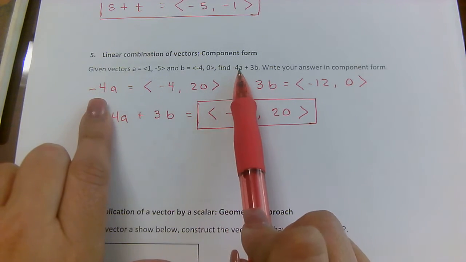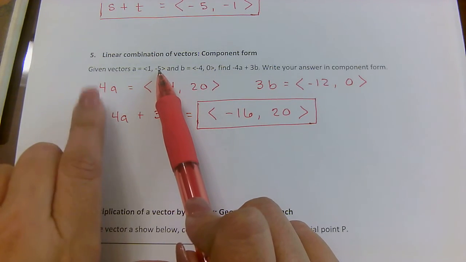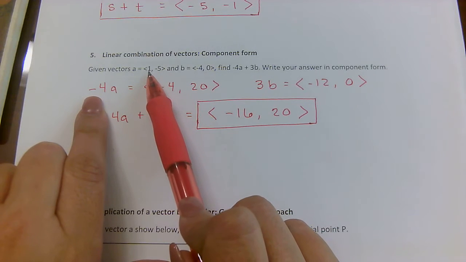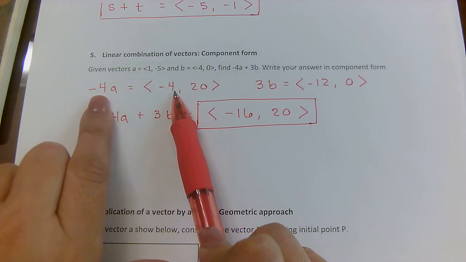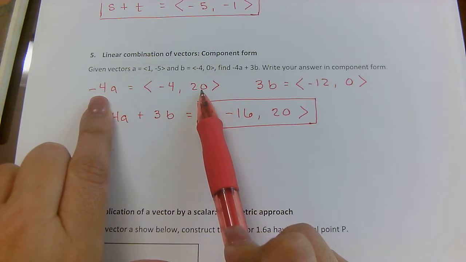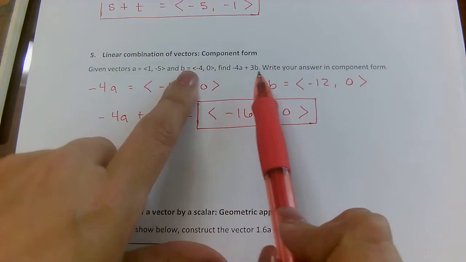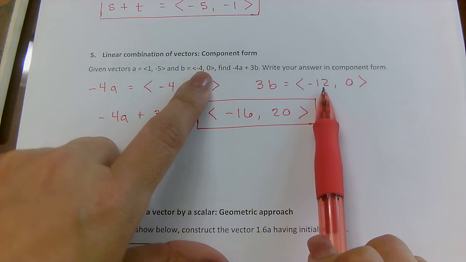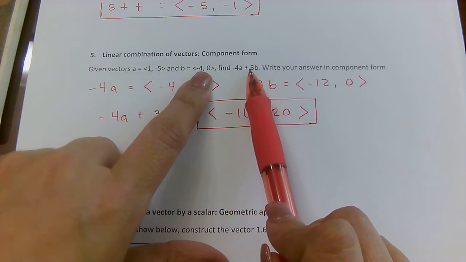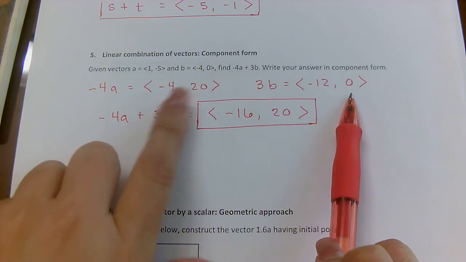First thing I'm going to do is take A and multiply it by negative 4. So negative 4 times 1 is negative 4. Negative 4 times negative 5 is a positive 20. Then I'm going to go ahead and do 3 times B. So 3 times negative 4, that's negative 12. And then 3 times 0 is still 0.